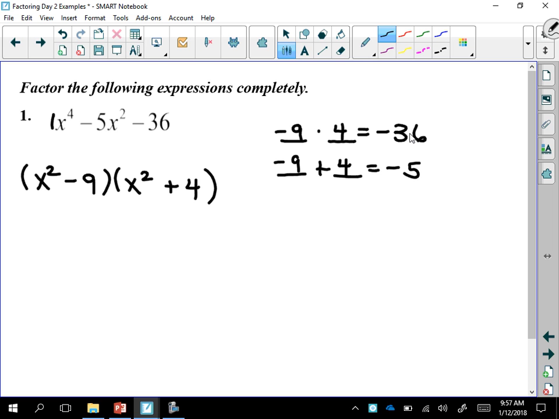Because when we FOIL out, we want to make sure we get an x to the fourth in that first term. So x squared times x squared would be x to the fourth. And then the rest of it would FOIL out correctly. And of course, x squared minus 9 is the difference of perfect squares. The x squared plus 4 is not factorable because it's a sum of perfect squares, so we'll just have to leave it be.